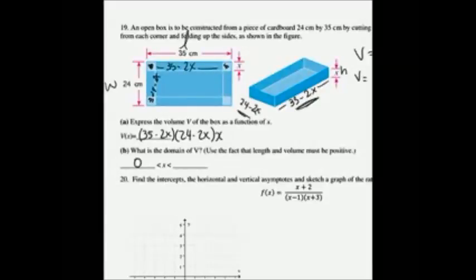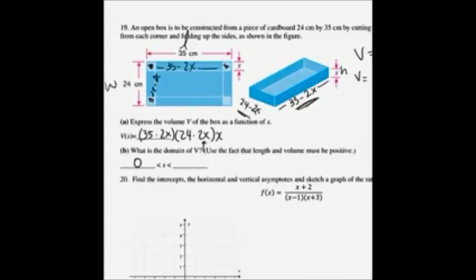For example, if we think about this x right here, if that x is anything bigger than 12, 12 times 2 is 24. Anything bigger than 24 would turn this factor negative right there, and we don't want that factor to be negative because that would turn the whole volume negative, which we don't want. Volume can't be negative, volume has to be positive.